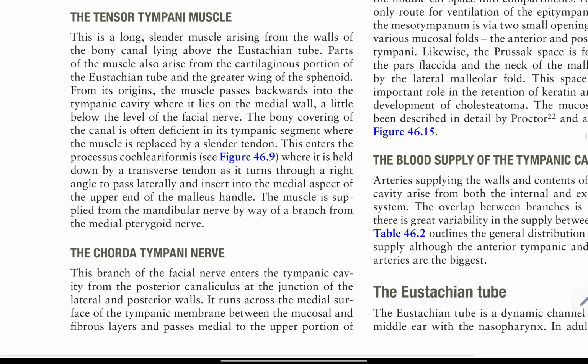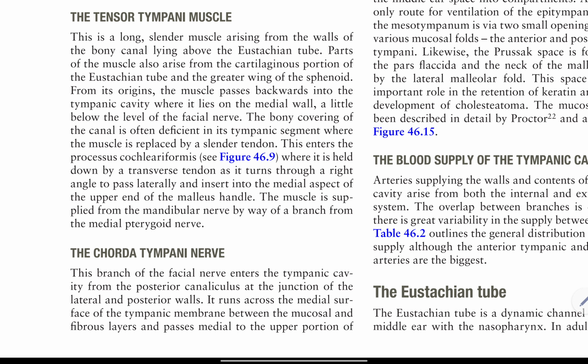The tensor tympani muscle. This is a long, slender muscle arising from the walls of the bony canal lying above the eustachian tube. Parts of the muscle also arise from the cartilaginous portion of the eustachian tube and the greater wing of the sphenoid. From its origin, the muscle passes backwards into the tympanic cavity where it lies on the medial wall, a little below the level of the facial nerve.